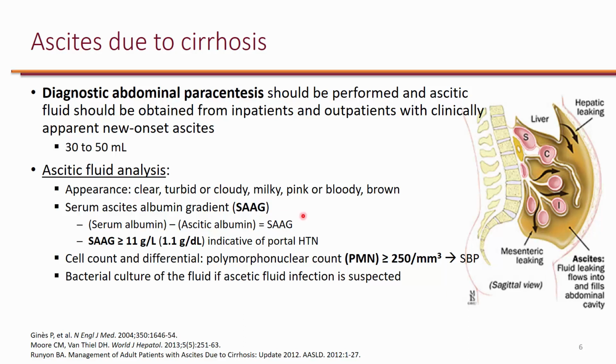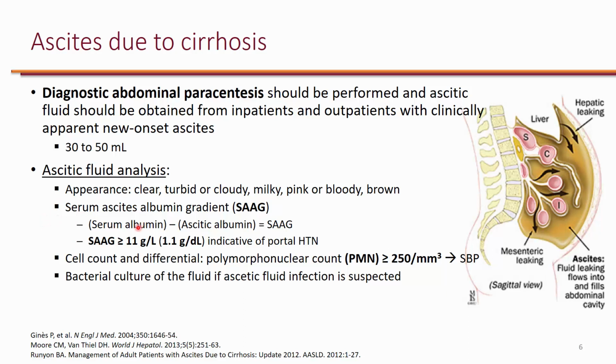It can also appear milky if there's a lot of triglyceride in there, because not all ascites are due to cirrhosis. If it's due to biliary problems or pancreatitis, it can actually have triglycerides in there, so that can distinguish for other reasons. And of course, if it's bloody or really dark, it can mean different things.